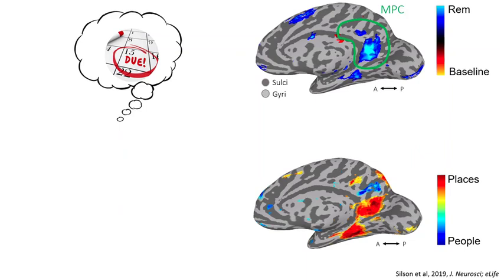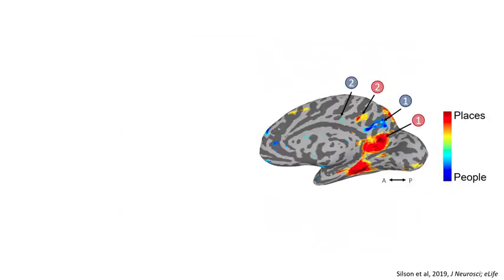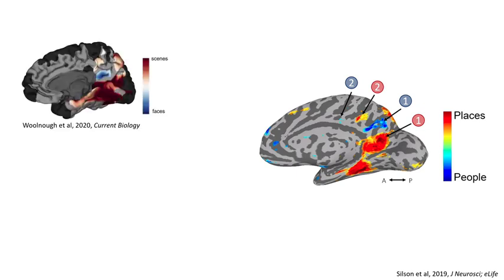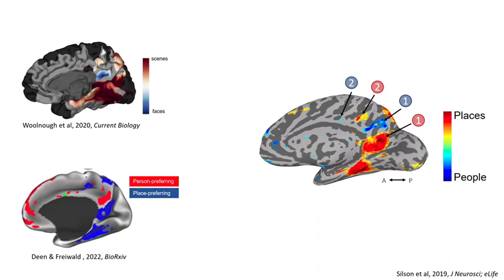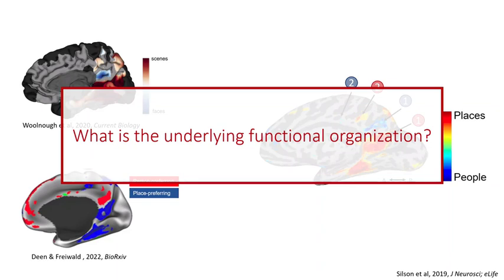Now, this effect manifests as two pairs of regions, one larger and more ventral, which I've termed place 1 and people 1, and a smaller, more dorsal pair of regions, which I'm going to call place 2 and people 2. Now, the evidence for people and place representations in medial parietal cortex has subsequently been confirmed in ECoG data and additional fMRI data independent of our group. And so this convergence begs the question, what is the underlying functional organization of medial parietal cortex?